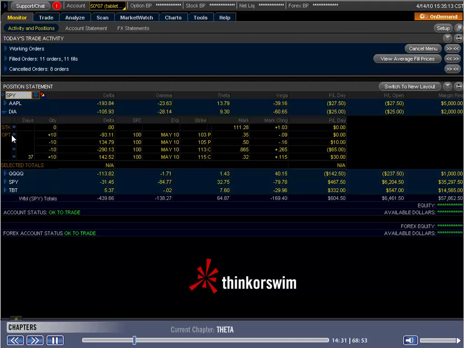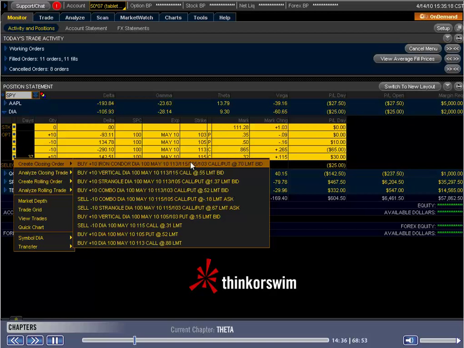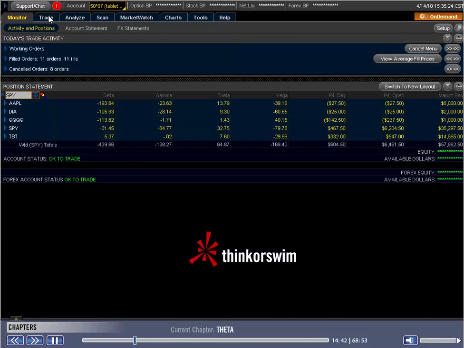All right. Of course, I could highlight the entire iron condor in here, create closing order, and you can see there's an iron condor built into this position. All right, so let's close up the diamond position, and move right on. So we spent more than enough time on theta. I hope I beat theta to death over there.